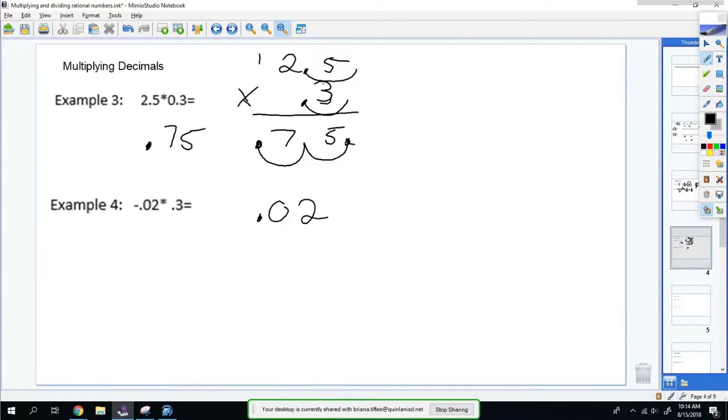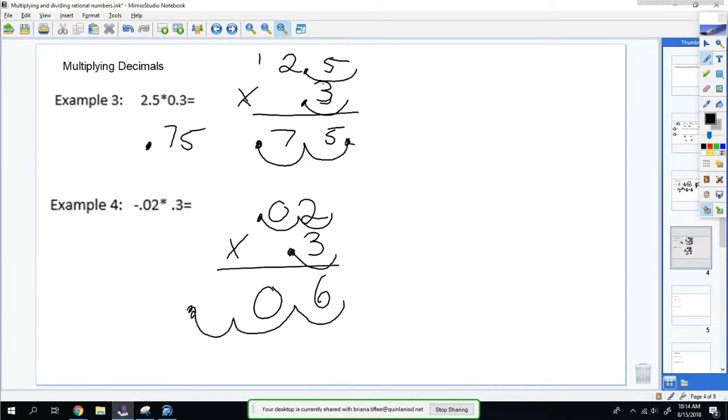So you have 0.02 times 0.3. When you multiply decimals, your decimals do not have to line up. So 3 times 2 is 6. 3 times 0 is 0. So I have 1, 2 decimal places up top, 1 on the bottom. So that means I have to move it 3 times. So 1, 2, 3. Whenever there's a gap right here, you just put a 0.